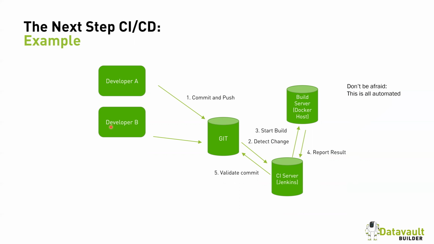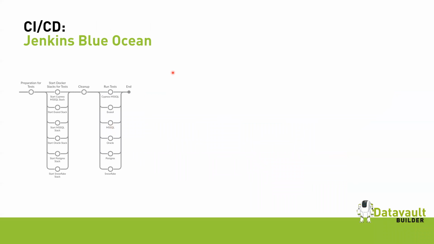So if your commit is validated, is it deployed automatically to integrated dev, or is there some manual interaction? Those are steps that you need to define for yourself. I can show you how it looks. For us, we are using Jenkins with Blue Ocean. That's an add-on to visually show the different parts.